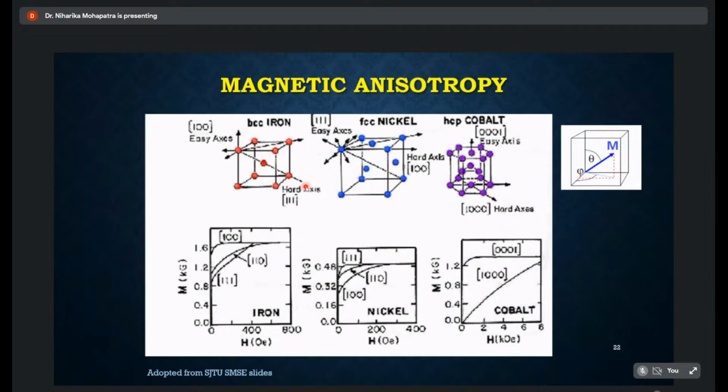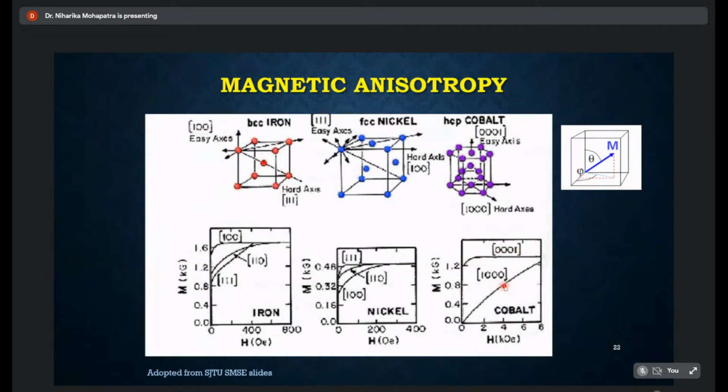Now, how do we understand what is the easy axis and what is the hard axis? If you look at the magnetization curve, for example for cobalt, this is 0001. If you apply the field along this, you see it very easily gets magnetized. You get saturation very easily, with a very small field. Now, if you apply along the hard axis, this is in the ab plane, and the other is the c axis, so that is the easy axis.